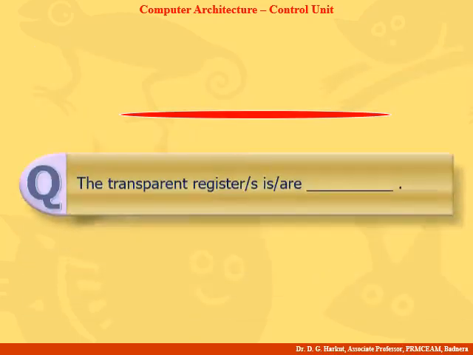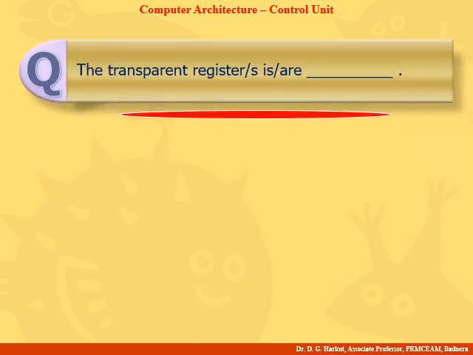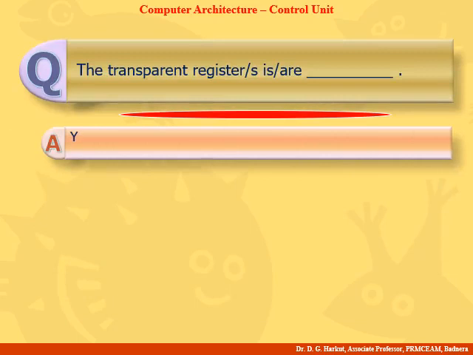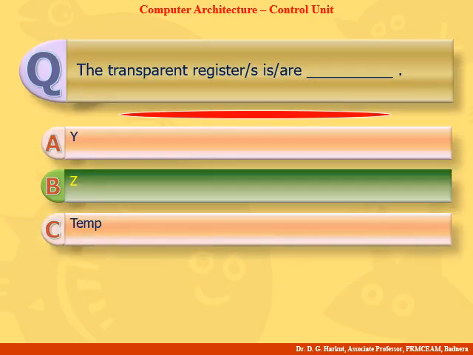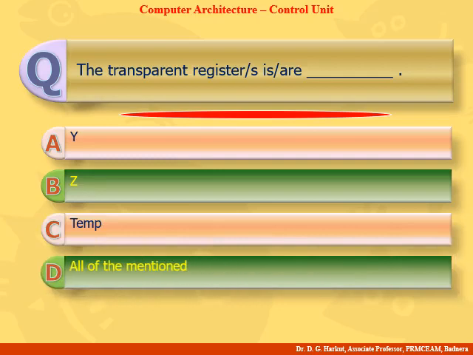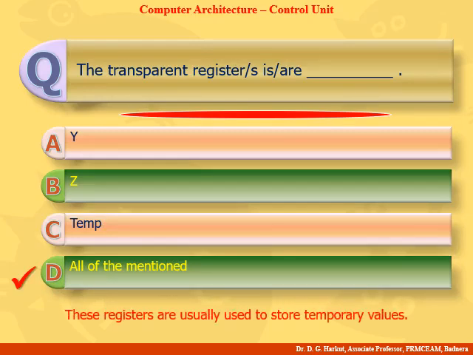Next, transparent registers are: options are register Y, register Z, register temp, all of the mentioned. Answer is all of the mentioned. As register Y, register Z, and temporary registers are transparent to the functional blocks, used to hold temporary values.